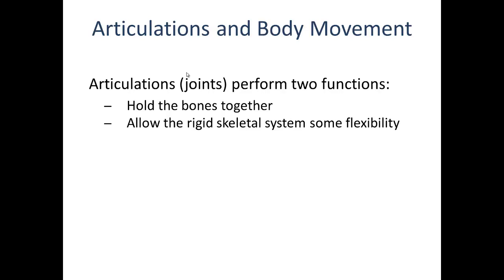As far as articulations and body movements, the articulations or joints perform 2 primary functions. One is to hold the bones together, and the other is to allow the rigid skeletal system some flexibility. So this really affords or provides movement of the skeleton.